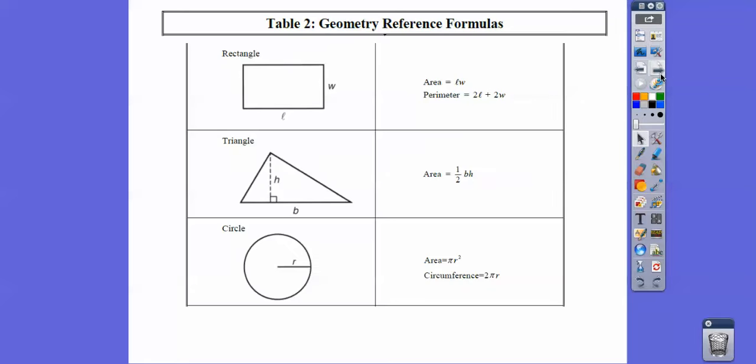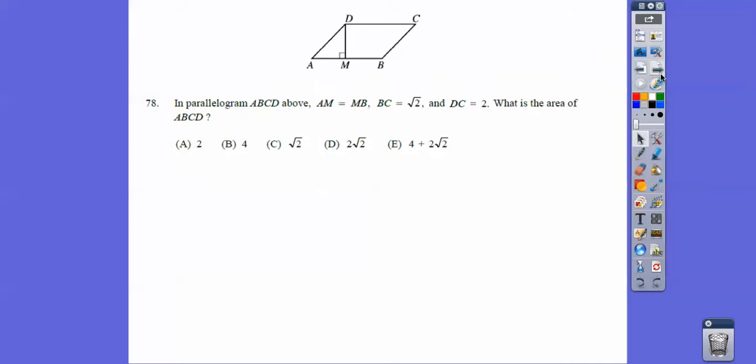So here are our formulas. They give you some generic formulas right there. Let's find this. It says this side equals this side, and it says BC is the square root of 2, which means this is the square root of 2, and this is 2 right there, which means this is 2. So that's 1 and that's 1. All right, let's put this together.